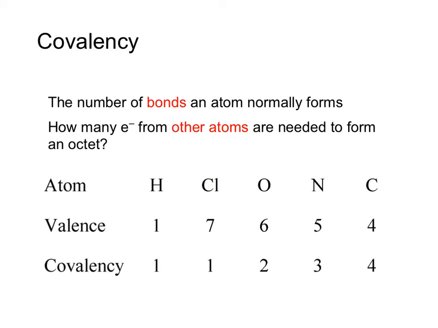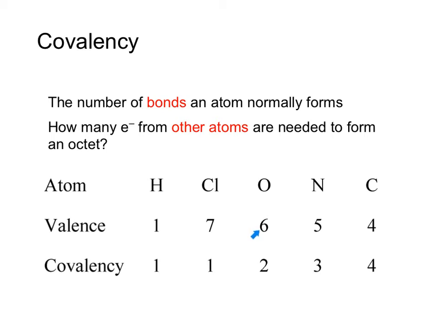When putting together Lewis structures for a compound, it's helpful for us to keep in mind what we call the covalency of atoms. The covalency is the number of bonds that an atom will typically form. And so, for instance, hydrogen has 1 valence electron, so it will only ever form 1 bond in order to fill its outer shell. Chlorine has a valence of 7. We have 7 valence electrons. And so it would want 1 electron from other atoms in order to form its octet. So it will typically form 1 bond.